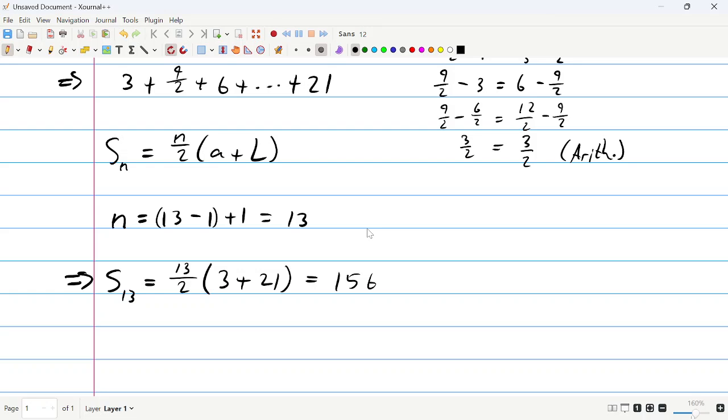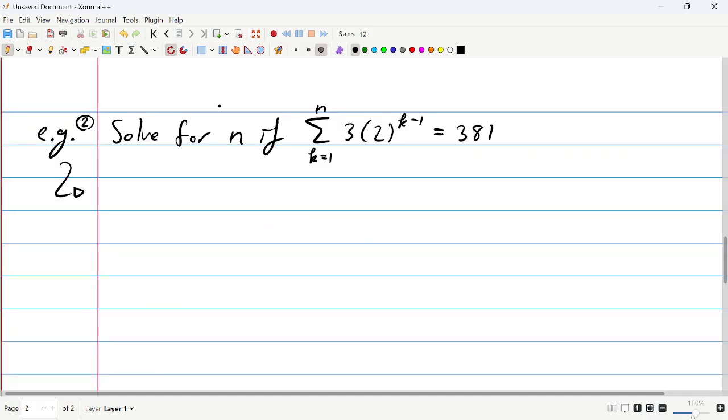But my question is, what happens if we're dealing with geometric series? We'll see. Alright, so here we need to solve for n if the sum from k equals 1 until n of 3 times 2 raised to the power of k minus 1 is equal to 381. Now, what we really need to do in this case is evaluate this all the way to n amount of terms, and then we'll know what the answer is as well.